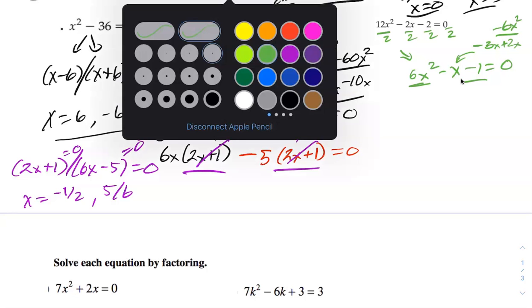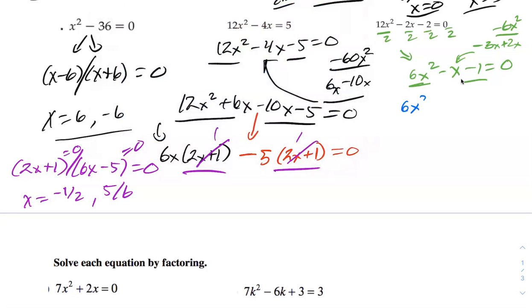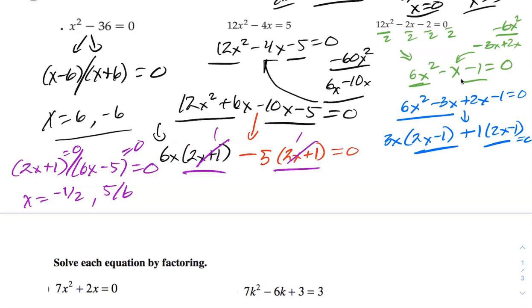So it's going to look like this. 6x squared minus 3x plus 2x minus 1 equals 0. Factor by grouping. They both have 3x in common. So I get 2x minus 1. Bring down the middle sign. These have nothing in common, so remember we always pull a 1 down. And then 2x minus 1 equals 0. These match, so 2x minus 1, 3x plus 1 equals 0.